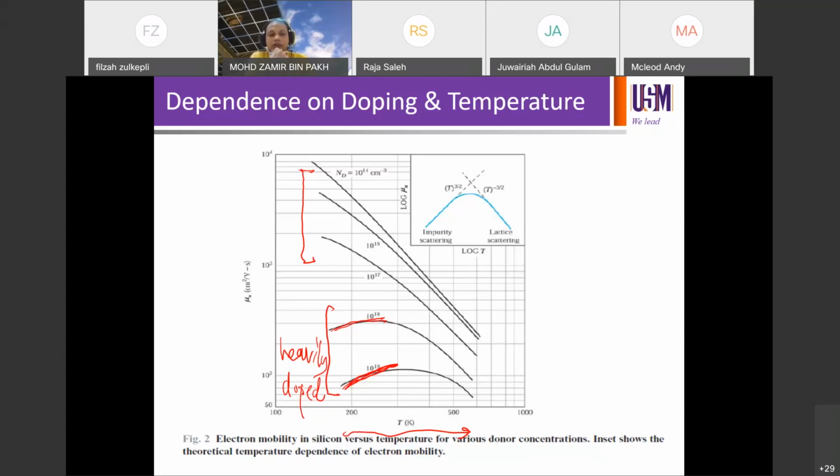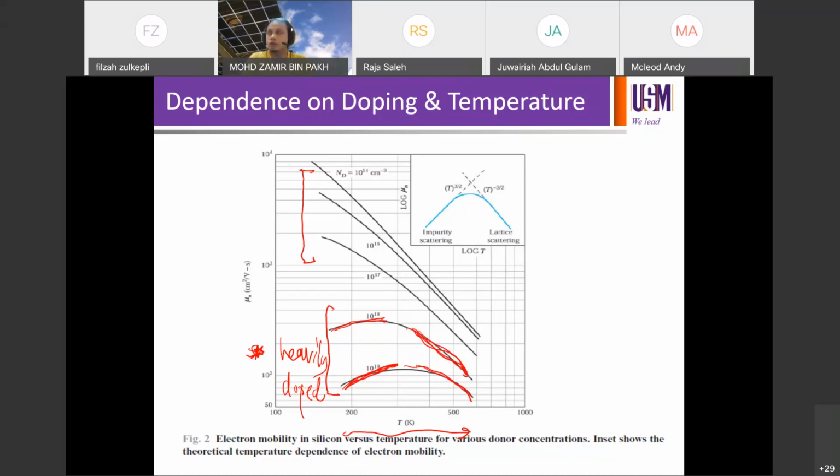However, when we increase the temperature to beyond 300 Kelvin or more, we can see that lattice scattering starts to dominate, and the mobility shows the same trend as the low doping concentration. So it goes down again, but this only happens at high temperature for heavily doped semiconductors only. So for heavily doped, it's not that straightforward.